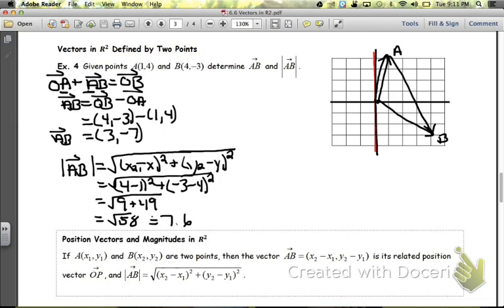So looking at our position vectors and magnitudes in R2, if A, which is (x1, y1), and B, which is (x2, y2), are 2 points, then the vector AB, which is equal to (x2 minus x1, y2 minus y1), is related to position vector OP. And the magnitude of AB is just equal to the square root of x2 minus x1 squared plus y2 minus y1 squared. So exactly what we did above, but now it shows us our rule here.